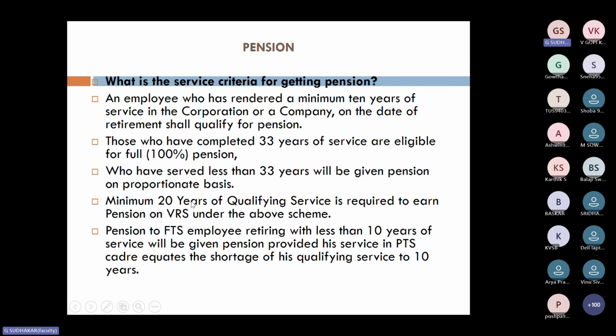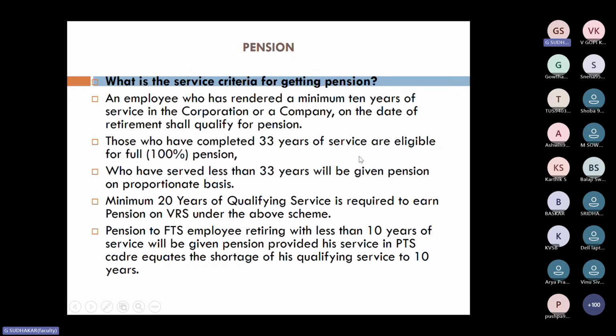This is important: a minimum of 20 years of qualifying service is required to earn pension on VRS. If an employee wants to go on VRS after completing 20 years of service under the pension scheme, he can go and he will get pension, but not full pension, only proportionate pension. If he works 33 years, he will get full pension. Since he worked only 20, proportionate pension will be applied.